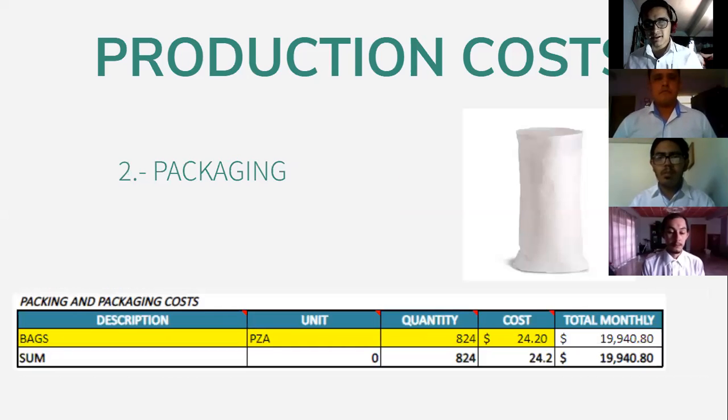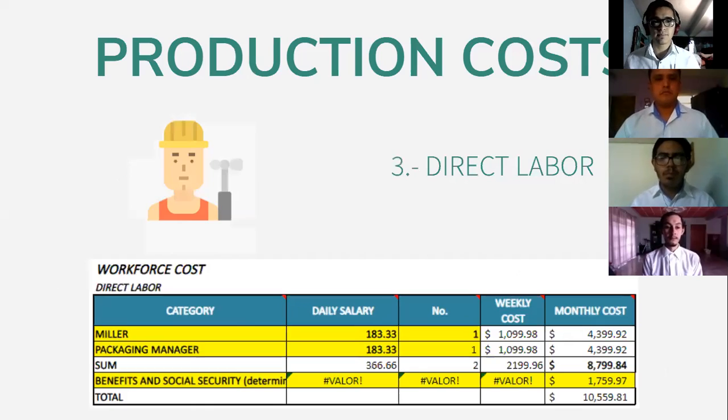And then we have the packaging. It is very important because it is what is going to protect the product. The company is going to use bags of raffia. We have the units, and we have the cost and the quantity. The quantity is 824 bags, and the total per month is more than 19,000 Mexican pesos.